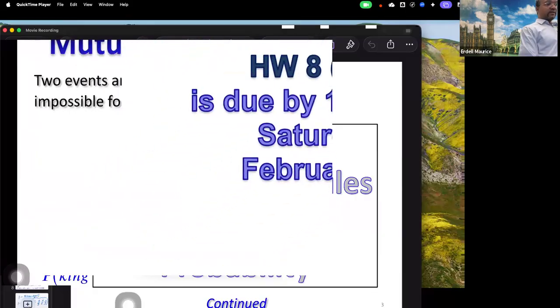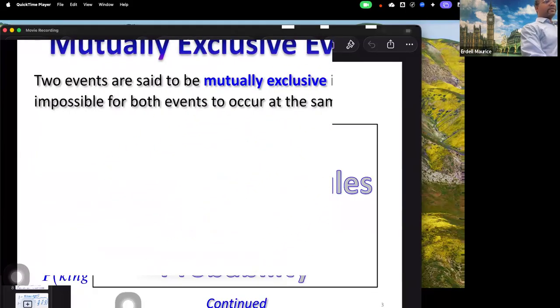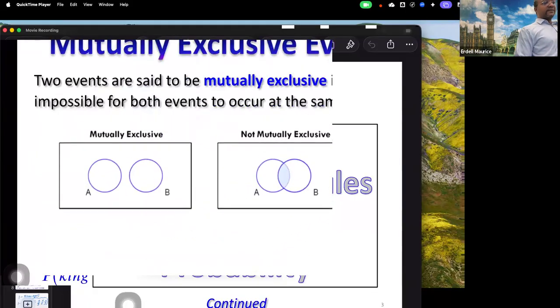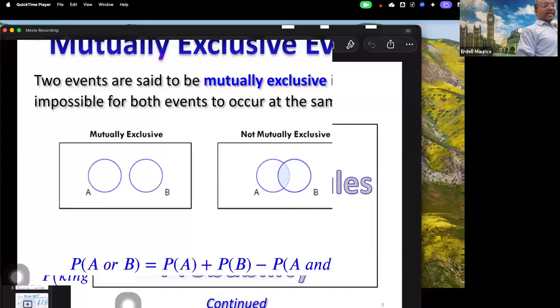All right, so that's not the end of 4.2 just yet. Mutually exclusive events. Do you guys remember what mutually exclusive events are? We already did those. What's a mutually exclusive event? Two events that cannot occur at the same time. And remember, when we have mutually exclusive events, this goes away, yes? Probability of A and B is 0.